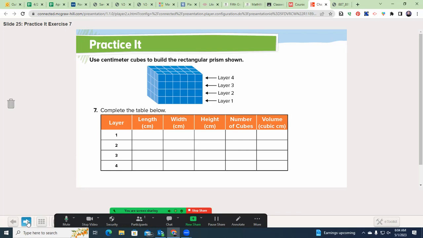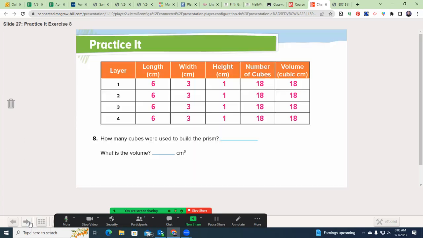Welcome back. Let's see how you did. You see that we have a width of 6, sorry, a length of 6, a width of 3. And there are 4 layers of all the same. So 6 times 3 is 18. Identity property times 1 is going to be 18. Every layer is the same. You could probably start to figure out where we're going to go with this on number 8. So let's go ahead and do that.